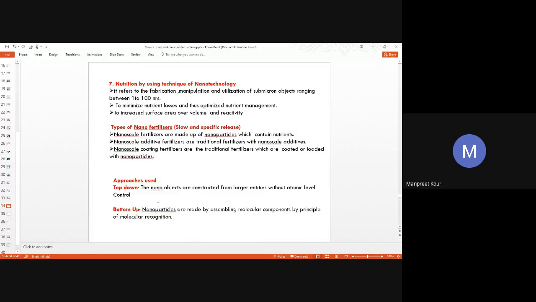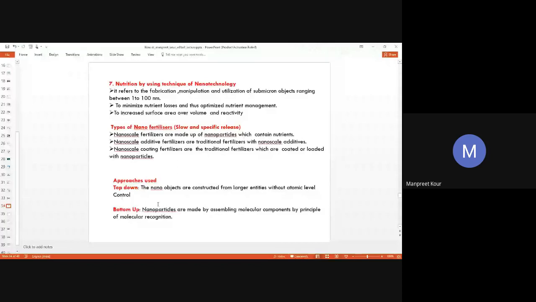And nanotechnology has also been given a great role in nutrient management. Now we are using nanoparticles. Nanoparticles are those which have a range of 1 to 100 nanometers. And what is the principle behind it? When we go for nanoparticles, they have more surface area over volume, and they have more reactivity. So when they have more reactivity, there are fewer losses.